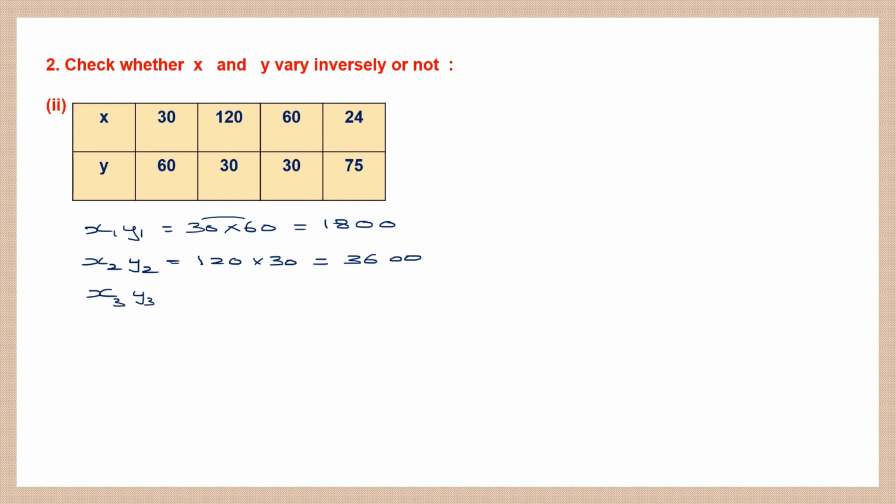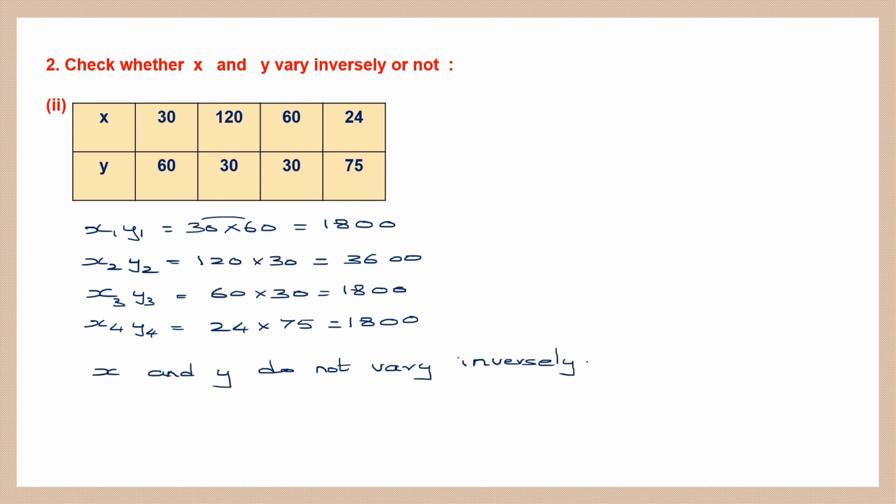x3, y3 is equal to 60 into 30. So 6 threes are 18 and add the two zeros. Now let's take x4 and y4, which is 24 into 75, and how much is that? That is 1800. But as you can see, xy is not a constant, isn't it? The answers are different, so you cannot say that they vary inversely. So x and y do not vary inversely. So this is our answer.